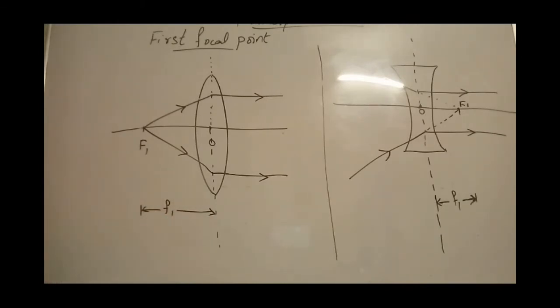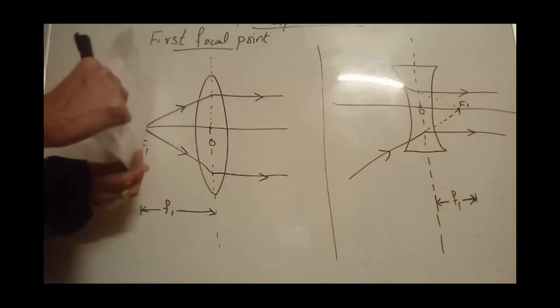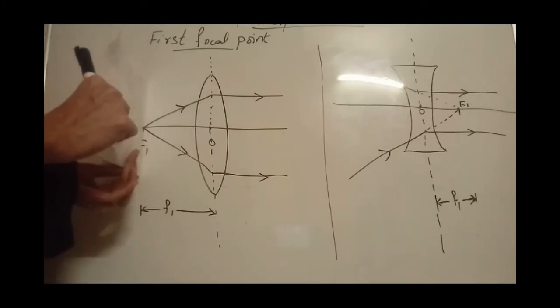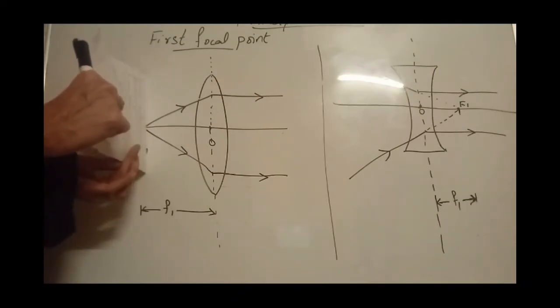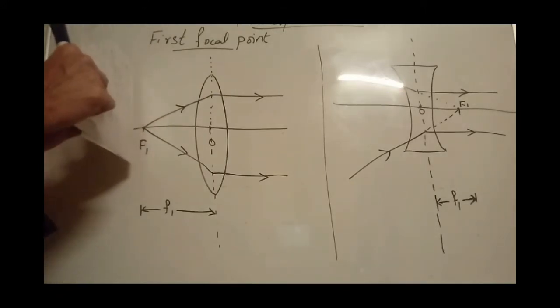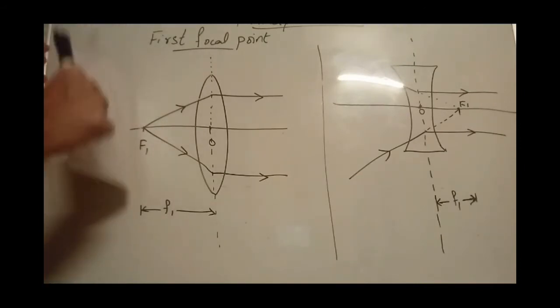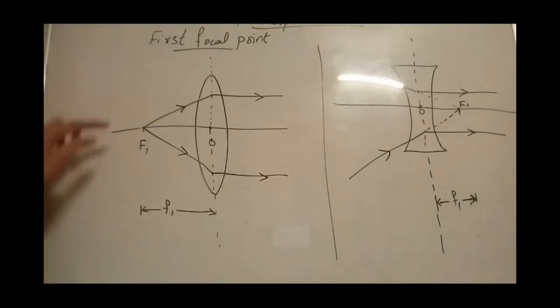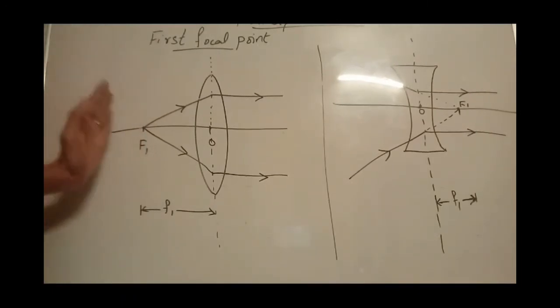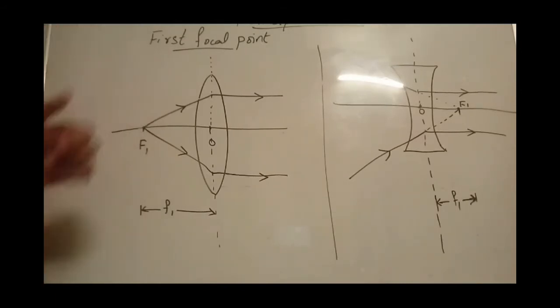If you consider a plane, a two-dimensional plane like this, passing through the first principal focal point, that plane is known as the first principal focal plane. Suppose you consider an imaginary surface passing through the first principal focal point, going into the board like this. That plane or surface is known as the first principal focal plane of the convex lens.